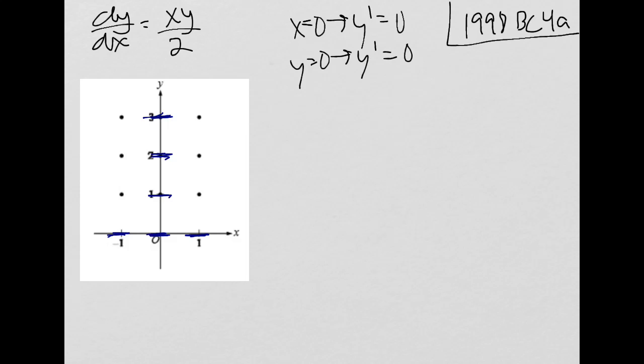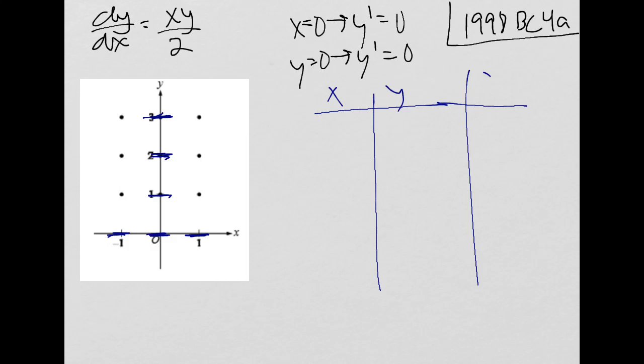So now I'm going to create a little chart that is going to help me keep track of my different x, y, and slope values. So I've got x, y, and then x times y over 2. I'm going to start with my negatives over here. This is minus 1, 1. So x is negative 1, y is 1. Then I go up 1, x is still negative 1, y is 2. Up 1 more, negative 1, 3.